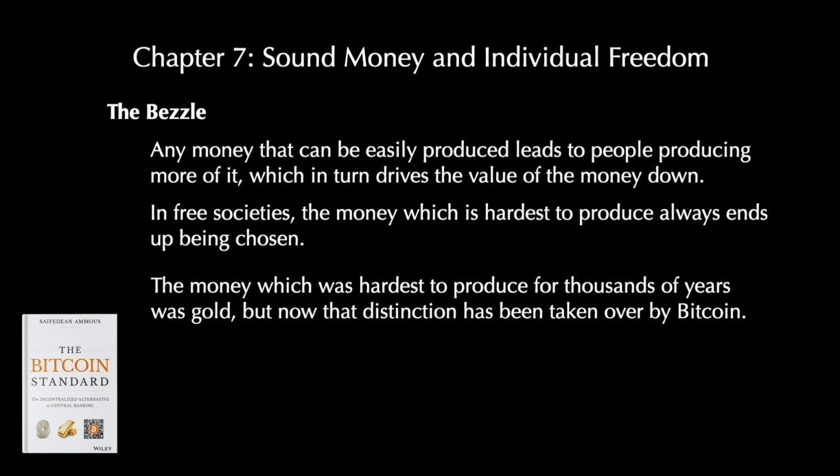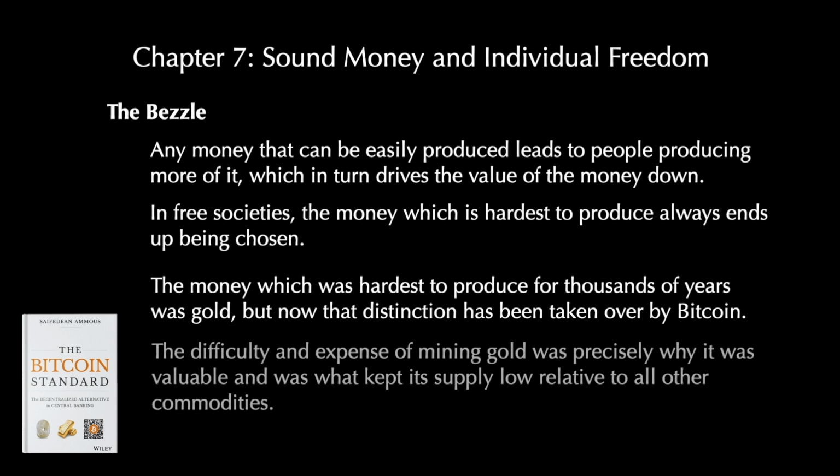For both John Maynard Keynes and Milton Friedman, one of the main attractions of abandoning the gold standard was that printing money was far cheaper to produce than mining gold. What they failed to realize was that the high cost of mining gold was a feature, not a bug. The difficulty and expense of mining gold was precisely why it was valuable, and was what kept its supply low relative to all other commodities.